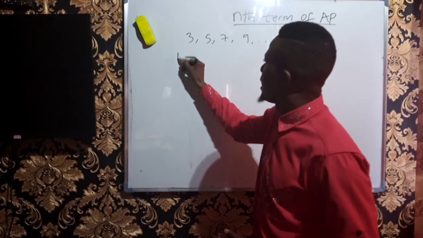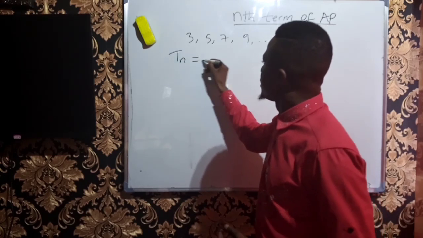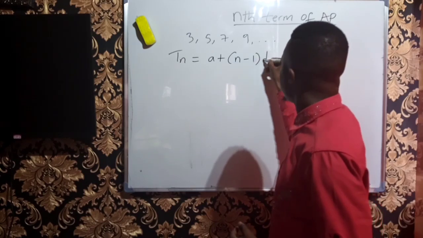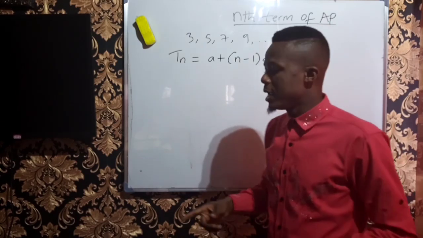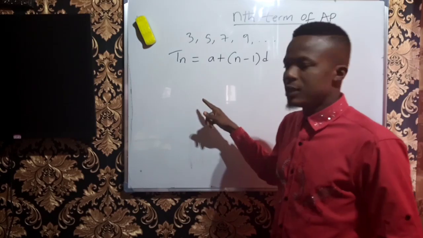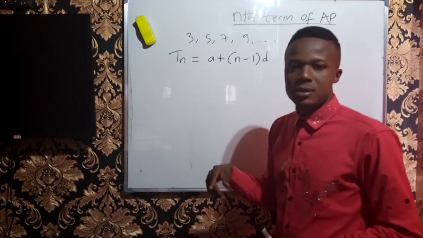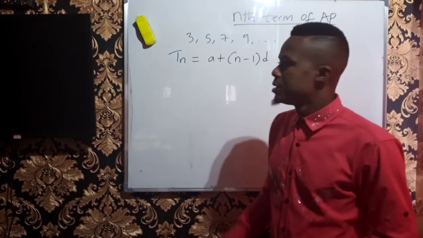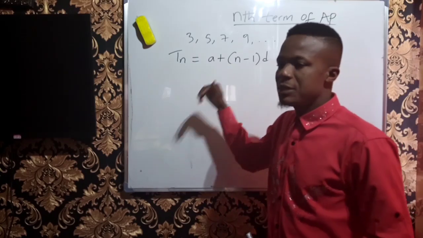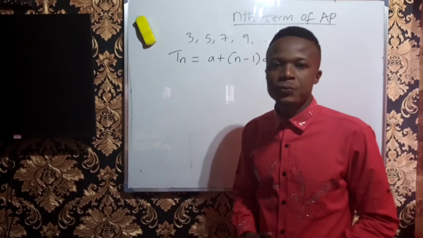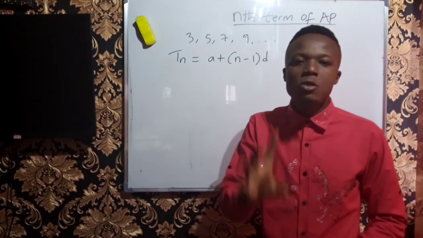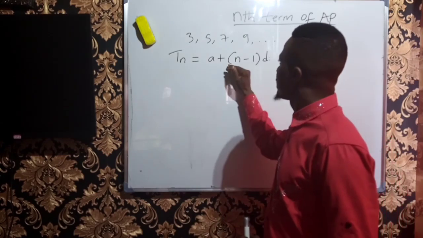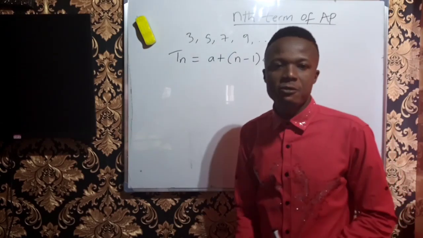We say that Tn is A plus (n minus 1)d, where A is the first term, n is the number of terms, and d is the common difference. This particular nth term formula is for every sequence, but if you want to get a peculiar formula for a particular sequence, you can derive it from this nth term formula.